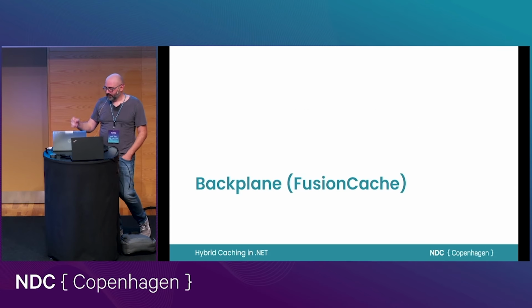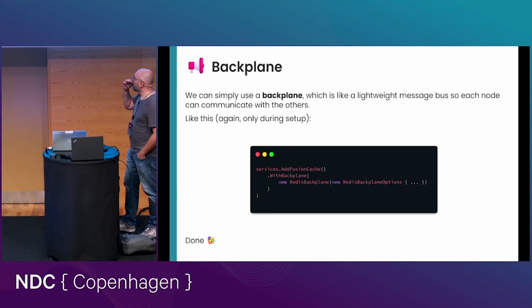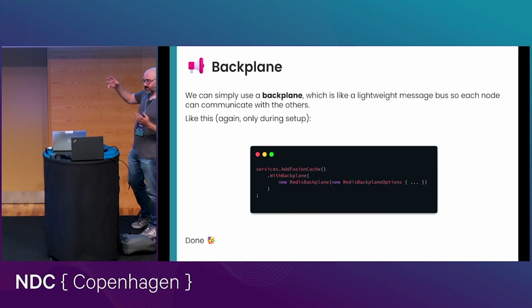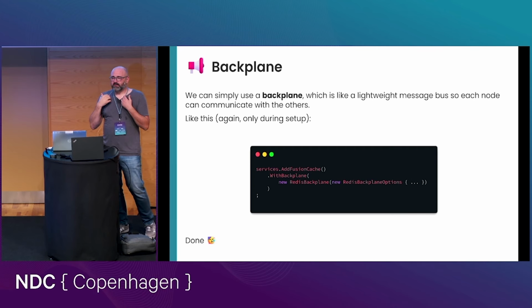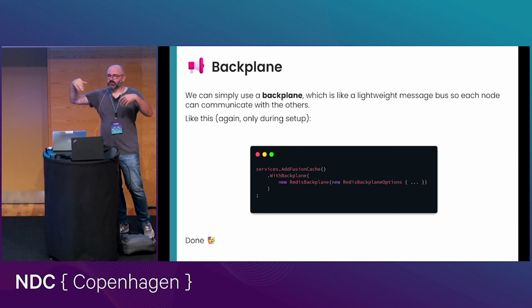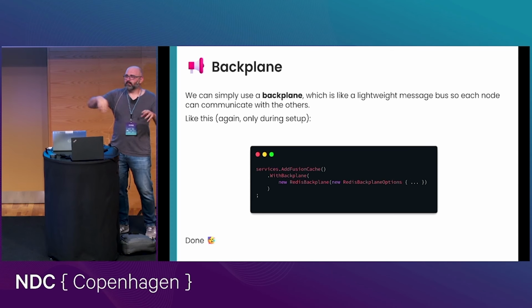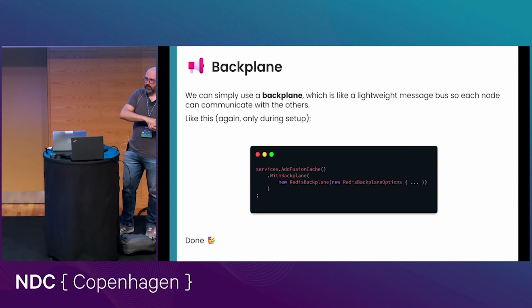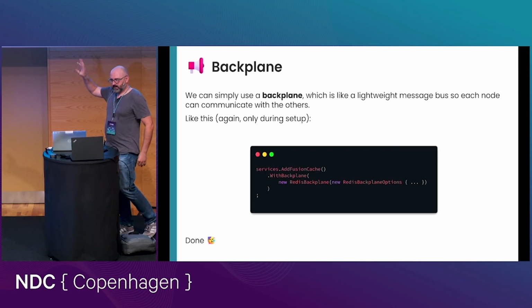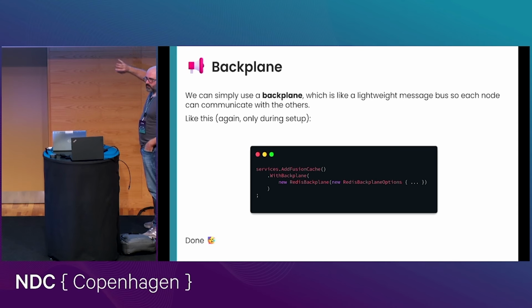We can use a backplane. A backplane is a very lightweight message bus that a HybridCache, like FusionCache in this case, can use to propagate messages between all the nodes. Basically, if I'm one node receiving the update, and you are all the other nodes or pods or whatever, it's a way for me to say, guys, I updated the distributed cache, do your thing. And then you go and maybe update your local version of the cache. Maybe you will just invalidate it. It's already done. It's already built in. You don't have to do anything.